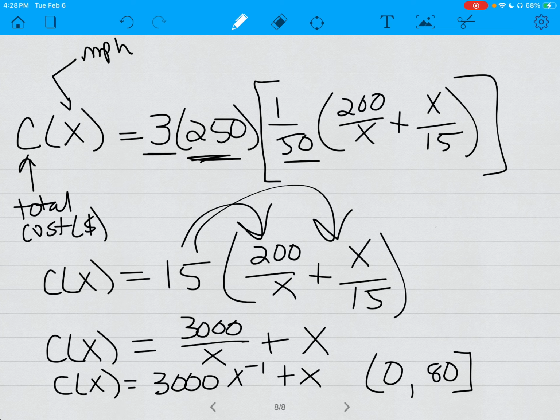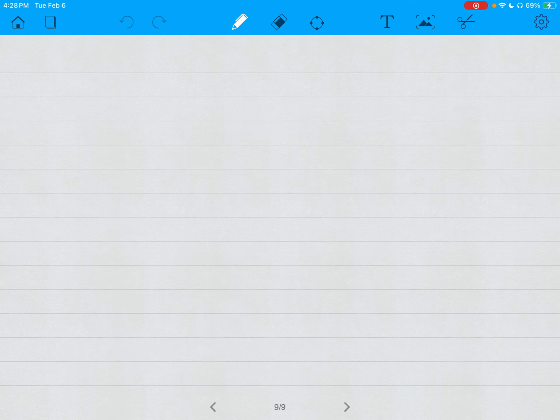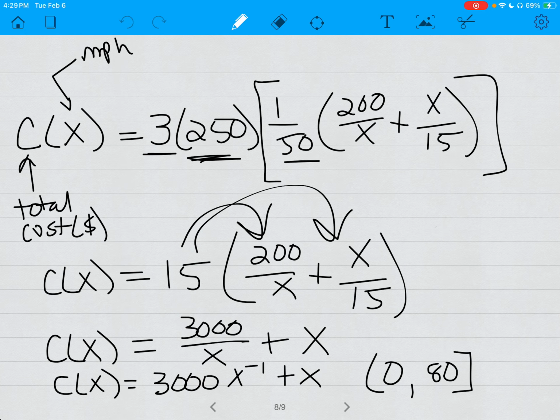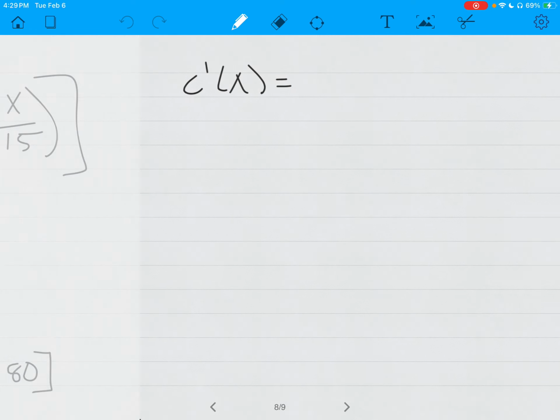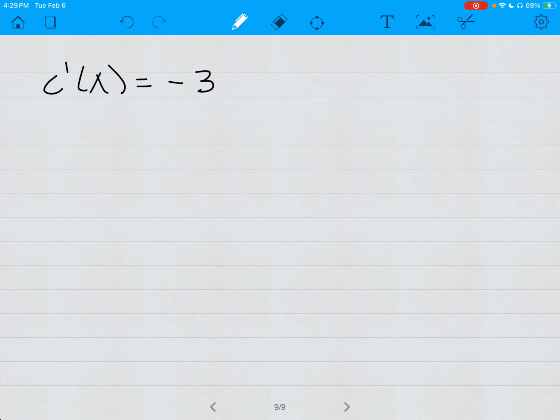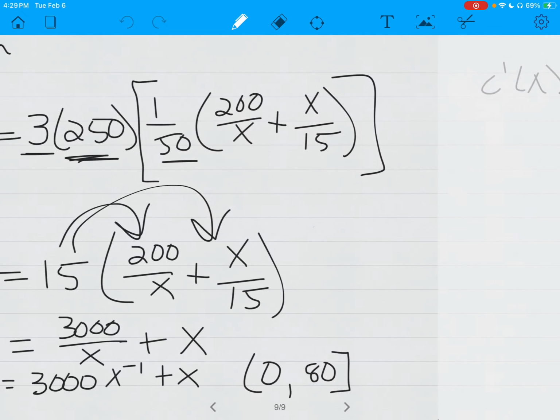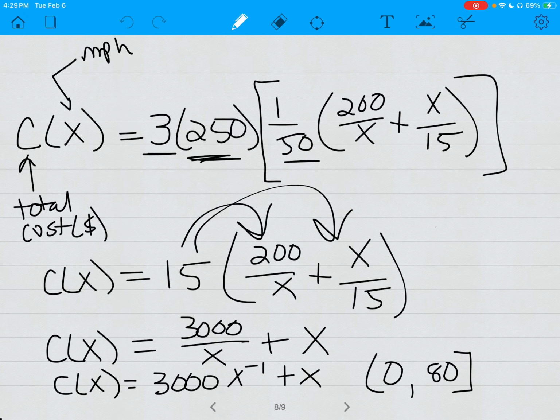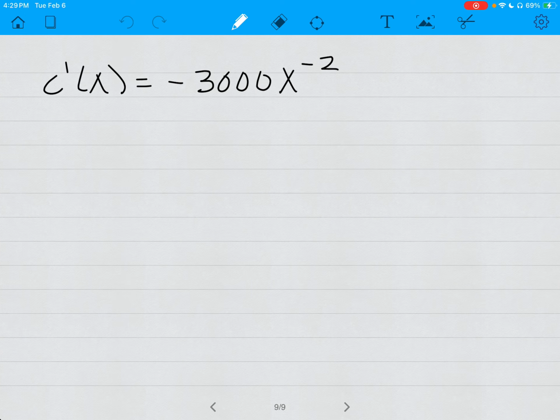So let's find a critical number, which, remember, we have to start by taking the derivative. Here, the derivative of 3,000x to the negative 1 is negative 3,000x to the negative 2. And then the derivative of the second term, x, is just 1, right? So then we have plus 1. And again, we're looking at 0 to 80.